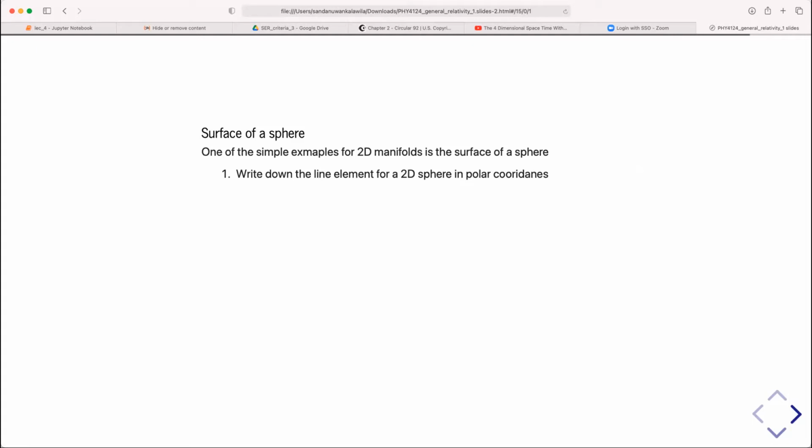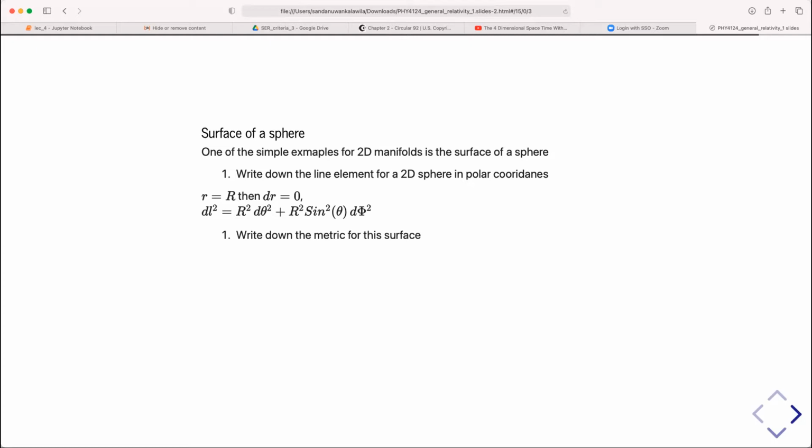Especially with these mathematical things, I cannot ask you to even write it in the chat box sometimes because these are like matrices. So if you have a 2D sphere, the line element you can write, I think we discussed this last Monday as well: dl squared equals r squared d theta squared plus r squared sine squared theta d phi squared. You cannot have the last term, the dr term, because the radius of a sphere is constant, so dr should be equal to 0.